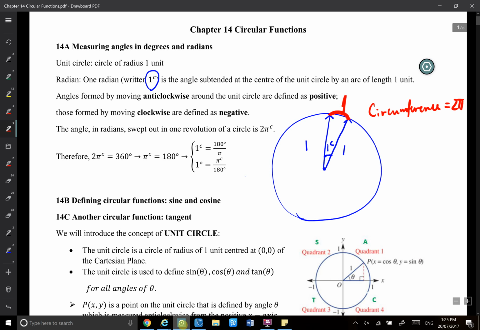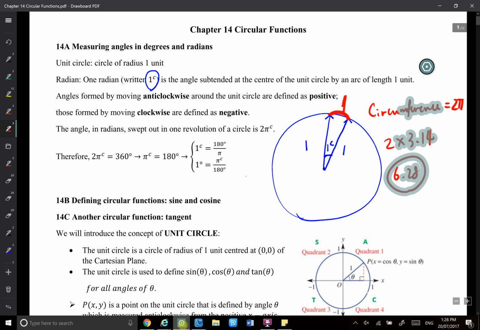Okay, so how large is 2 pi? It's about 2 times 3.14, about 6.28. It's about this length. One part of that got an angle of 1 radian. So if the arc subtended is 1, then the angle corresponding to that will be 1 radian.